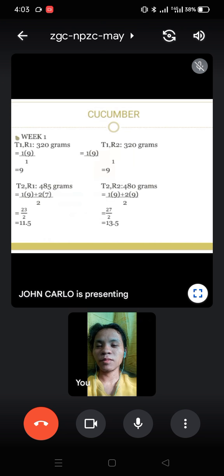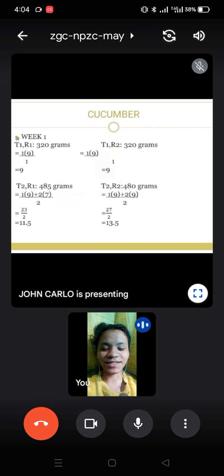For cucumber in week 1, the cucumber computation: T1R1 is 320 grams for wax. The computation is 1 times 9 divided by 1 equals 9 for wax. In T1R2 they have 320 grams in controlled. 1 times 9 divided by 1 equals 9 for controlled.